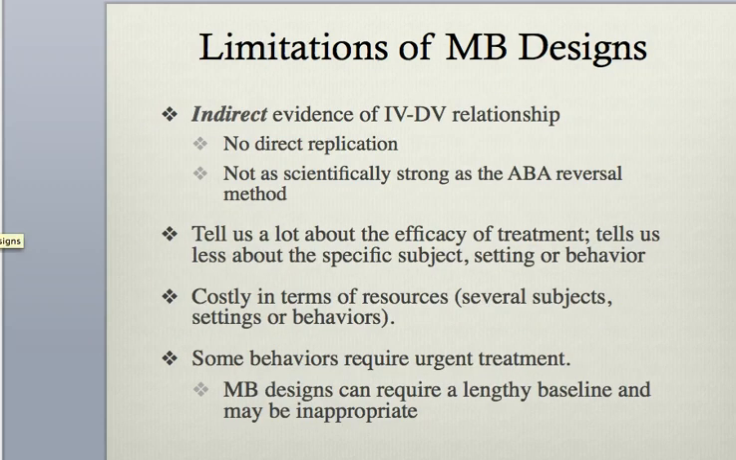But there are some limitations. First of all, the evidence of that relationship between your treatment and your behavior, between independent and dependent variable, is not as direct as it is with the ABA reversal design. In the ABA reversal, you actually see the exact behavior increase and decrease, tracking baseline and treatment. We don't get that direct evidence. It's more indirect with the multiple baseline. There's no direct replication. It's only indirectly implied across behaviors or across settings or across people.